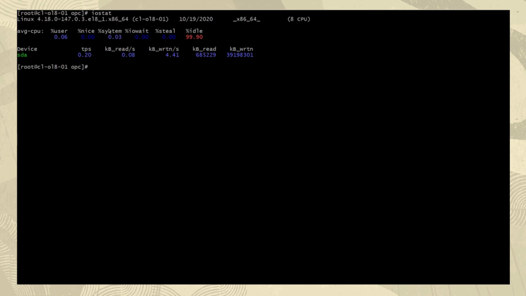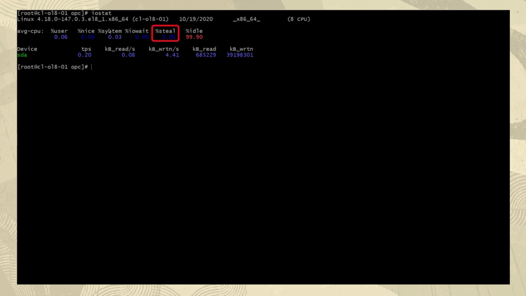The columns are defined as follows. User is the percentage of CPU used while executing applications at the user level. Nice is the percentage of CPU used while executing at the user level with nice priority. System is the percentage of CPU used executing at the system kernel level. IOwait is the percentage of time the CPUs were idle while the system had an outstanding disk I/O request.